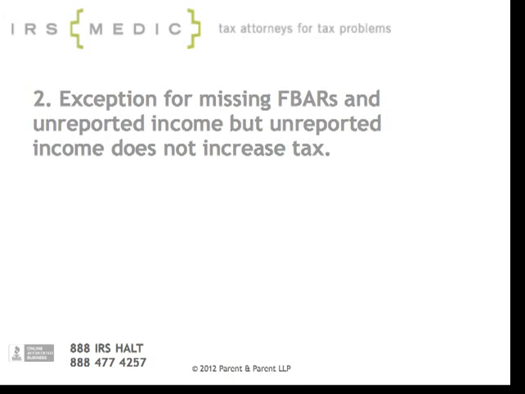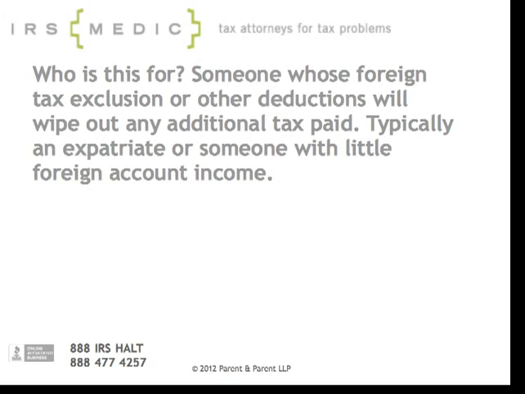The second one is, let's say you have missing FBARs and you have unreported income, but your unreported income does not result in an increase of tax. Who's that going to happen for? It's going to be somebody who has a foreign tax exclusion or some other deduction that will wipe out any additional tax that would be due. So think about an expatriate, or someone who actually has very little foreign account income. You can imagine if you have a savings account that's really not paying a lot, and you got $10 in interest, that's really not going to affect the bottom line on your return. So in that case, same thing, just file your FBARs with a letter.